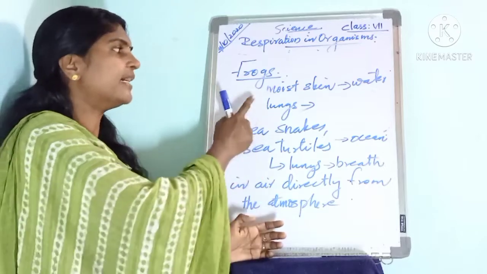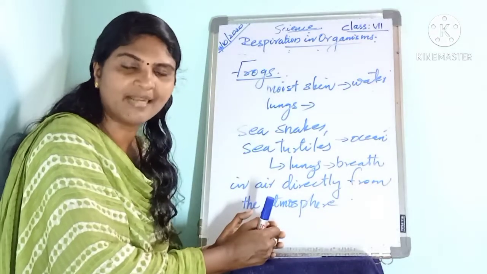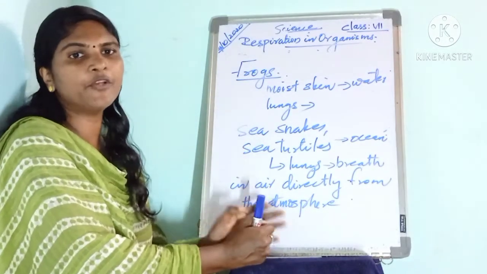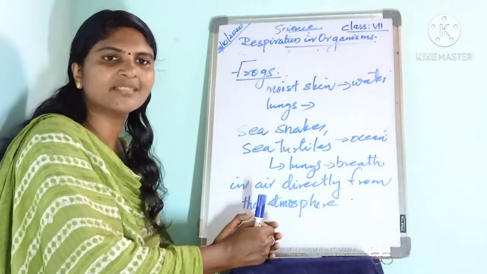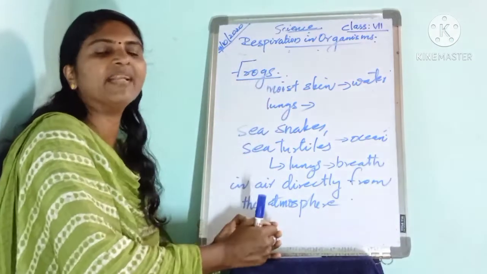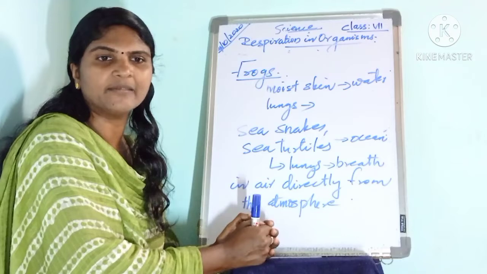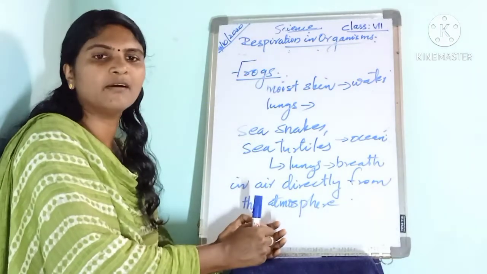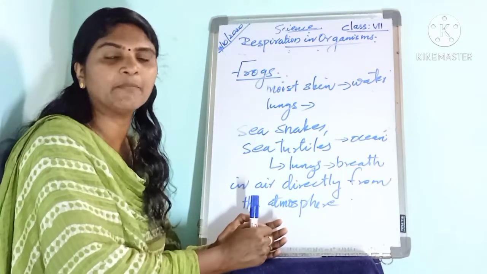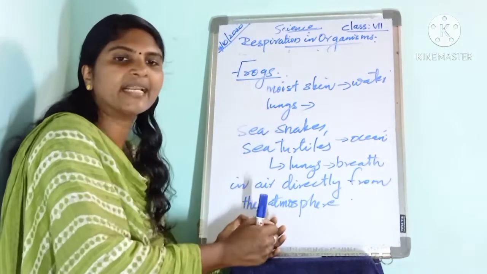The frogs live on land as well as in water. They take oxygen through the moist skin when they are in water. They also have lungs, and they breathe in air from the atmosphere even when they are in water.